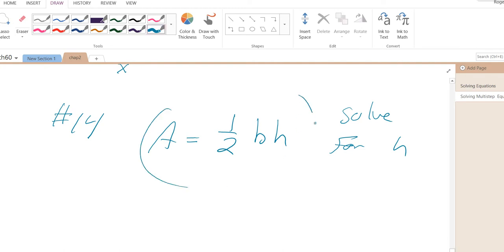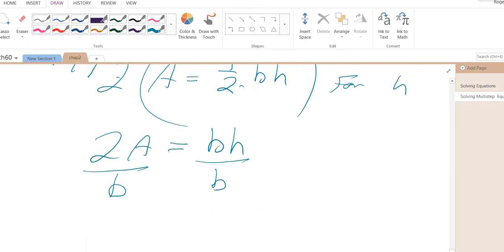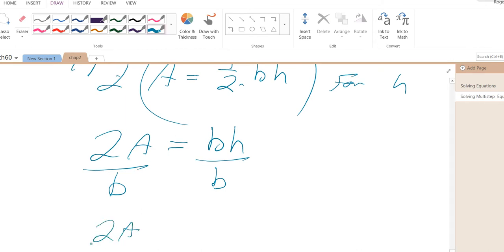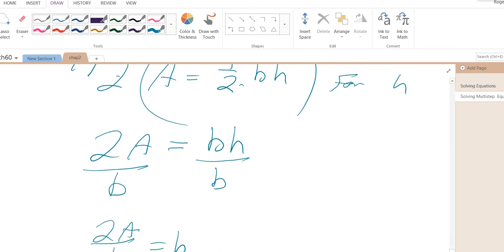If we multiply by 2, we'd have 2a here. The 2 and the 1/2 are going to go away, and we're left with that. And then we would just divide by the b. So there would be my answer: 2a divided by b would be equal to h. If we did it the other way, which we could, we're going to end up getting the same thing. It's not going to look the same, but it will be the same.